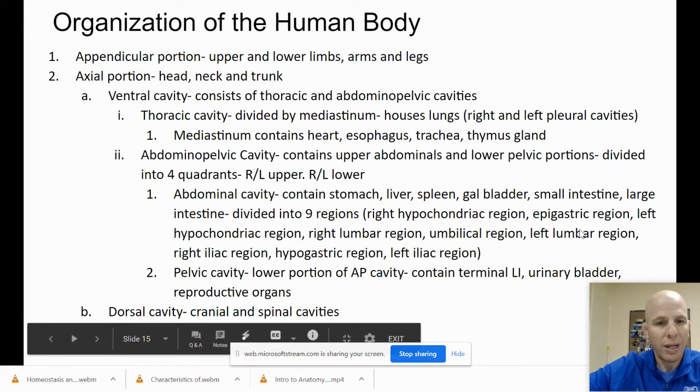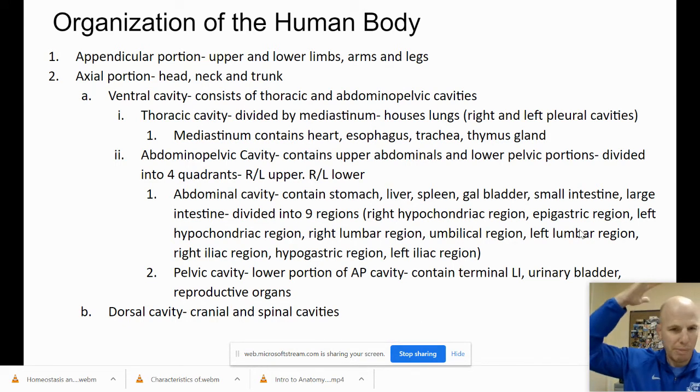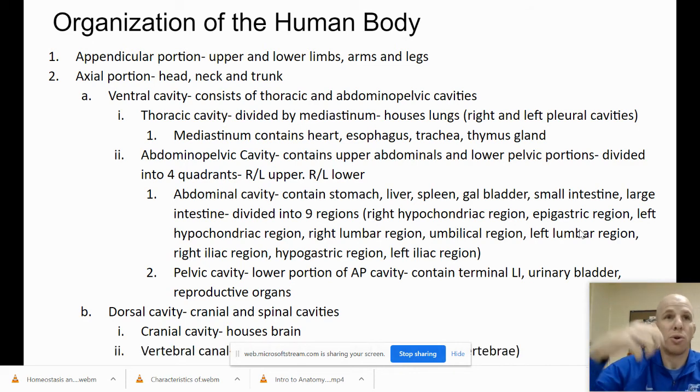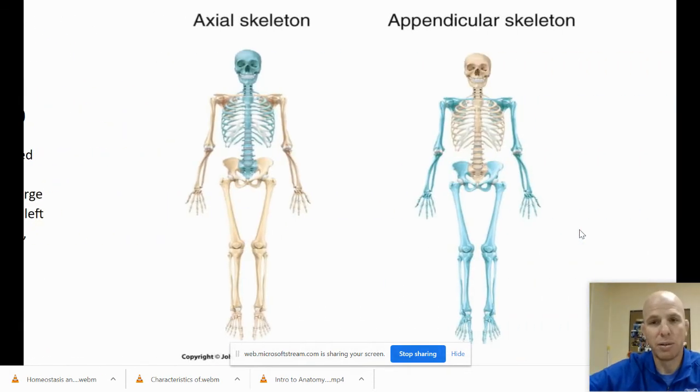Now, the dorsal cavities, we're thinking towards the back. So my cranial cavity, which contains my brain, and then my spinal cavity, which is going to contain my spinal cord. So those are more towards the back portion of the body. So let's look at some pictures here.